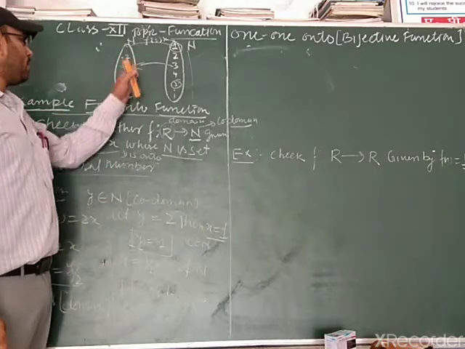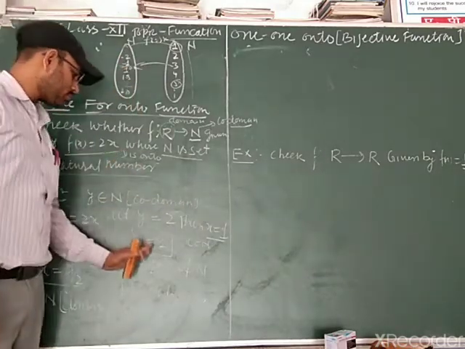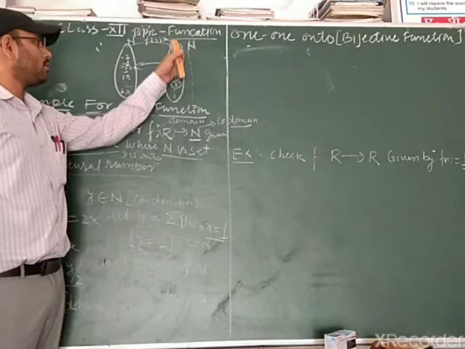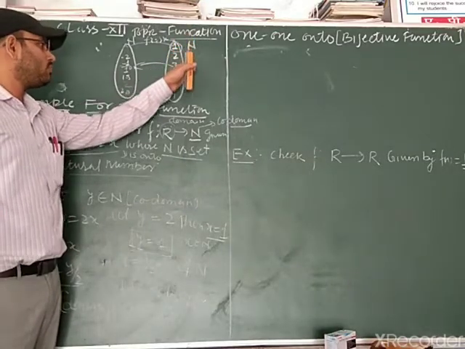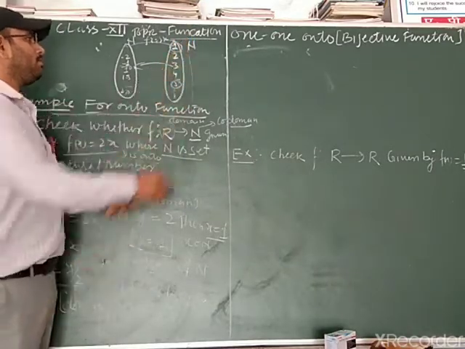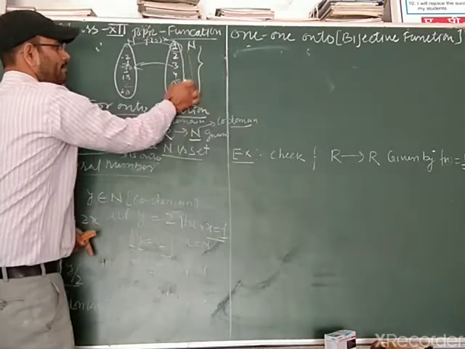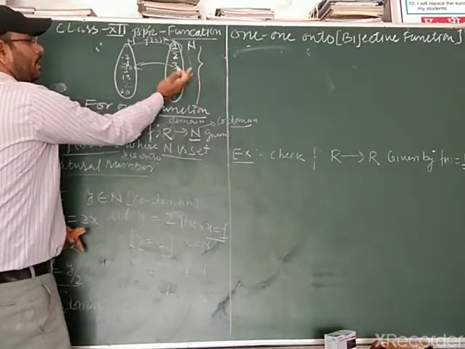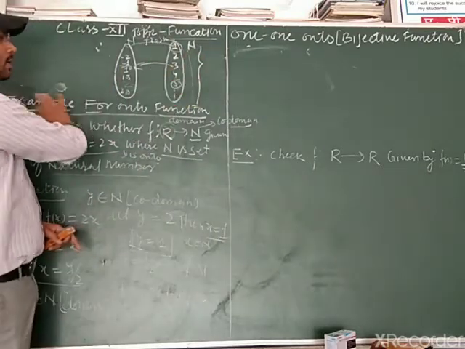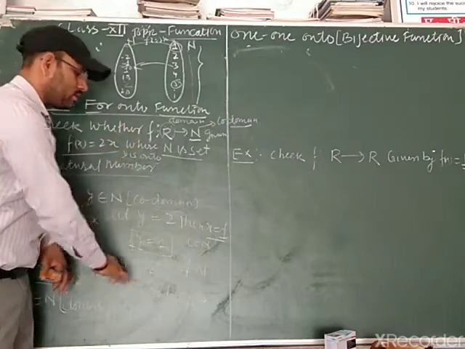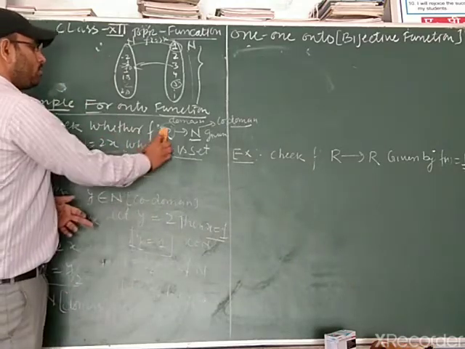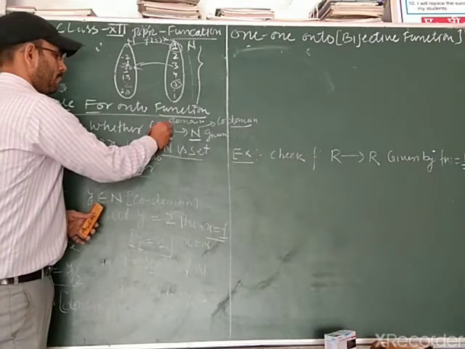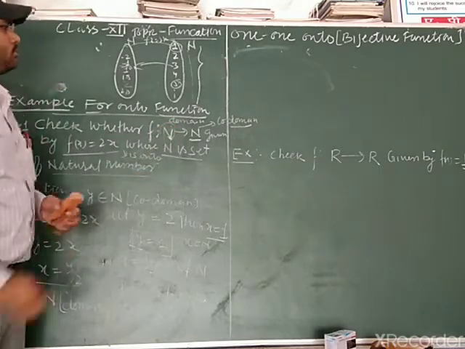So what happened? We are getting a pre-image of every number, every natural number. We will get the pre-image of every element of set B in set A. Clear? In this case, the function is onto. But our question is this: natural number to natural number.